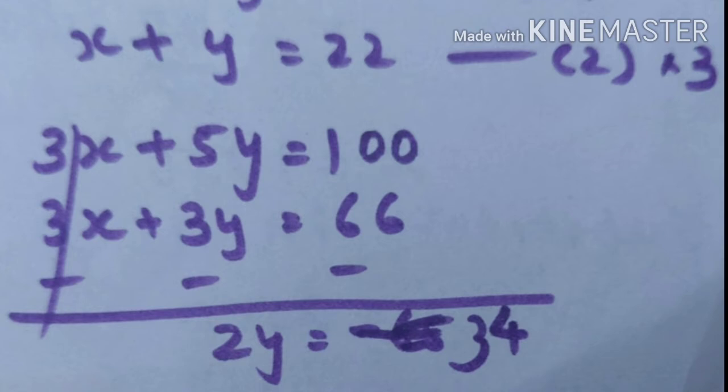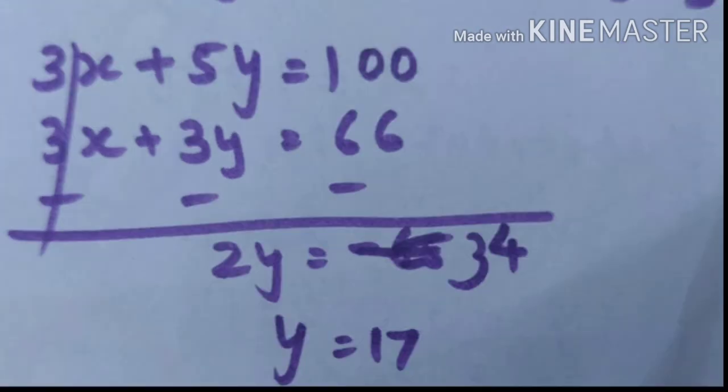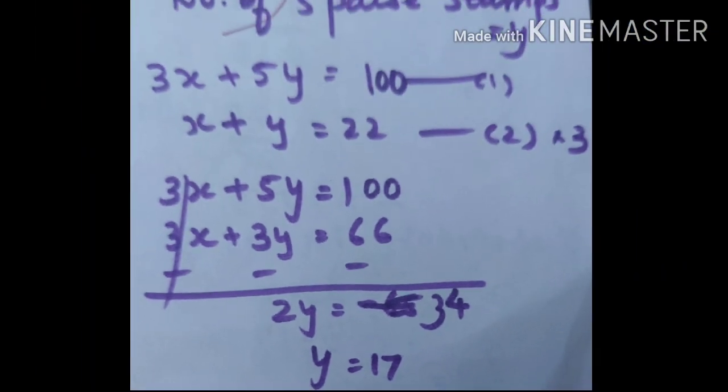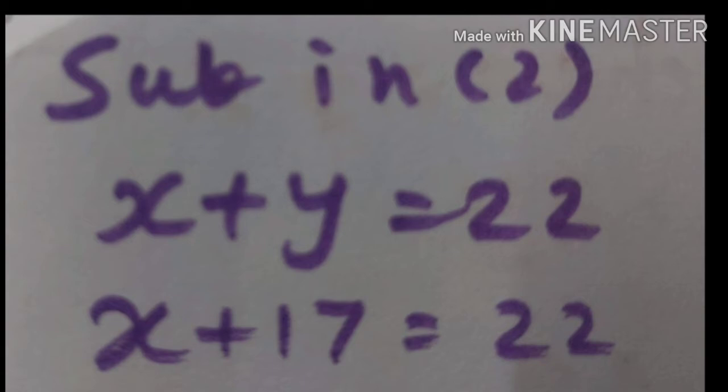So here we found our y value as 34 divided by 2. So now y is 34 divided by 2, that is 17. They asked to get the number of 3 paise stamps, and that is our x value. So once you get the y value, you can find it by substituting this y value in any of the equations. Here I substitute this value in equation number 2. So equation number 2 is x plus y is equal to 22, and our y value is 17. So x plus 17 is equal to 22.